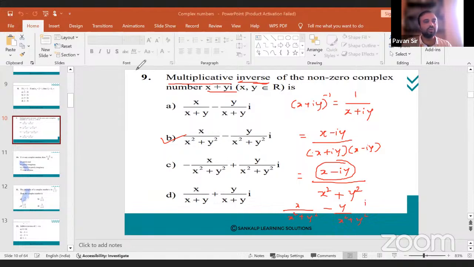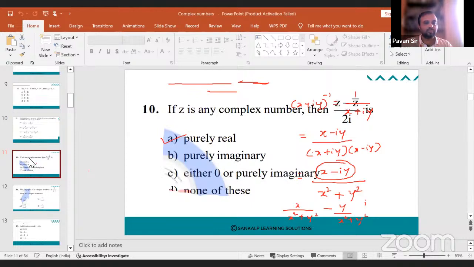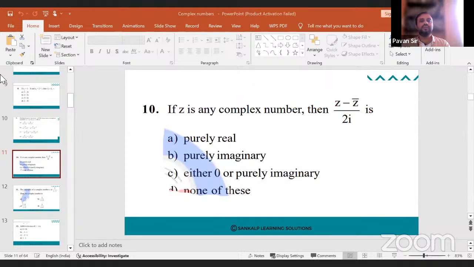We move to the next question now. If z is any complex number, then (z minus z bar) upon 2i is what? It is purely imaginary, no calculation here. The first option is purely imaginary or purely real, the second is purely imaginary, the third is either 0 or purely imaginary, and D is none of these. Which one is the suitable answer?